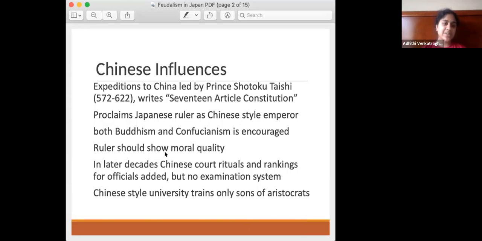So Japan in this time period had many Chinese influences, which was expeditions to China led by the prince who lived from 572 to 622 CE, and he wrote the 17 Article Constitution, the proclamation of a Japanese ruler as a Chinese-style emperor, and how both Buddhism and Confucianism were encouraged, how the ruler should show moral quality, and in later decades, Chinese court rituals and rankings for officials were added, even though there was no examination system, and the Chinese-style university trained only sons of aristocrats.